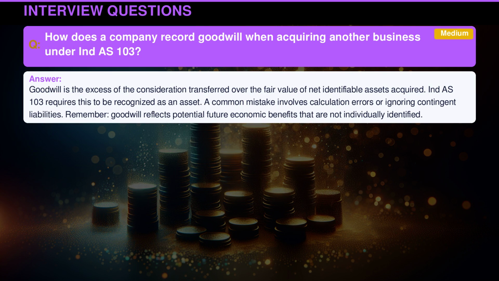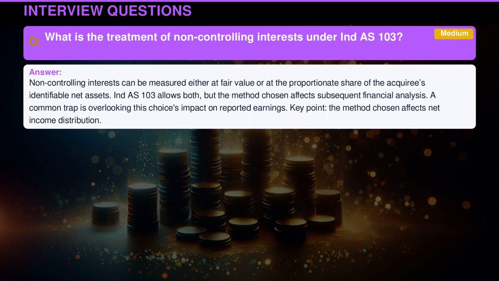Goodwill is the excess of the consideration transferred over the fair value of net identifiable assets acquired. Indian Accounting Standard 103 requires this to be recognized as an asset. A common mistake involves calculation errors or ignoring contingent liabilities. Remember, goodwill reflects potential future economic benefits that are not individually identified.